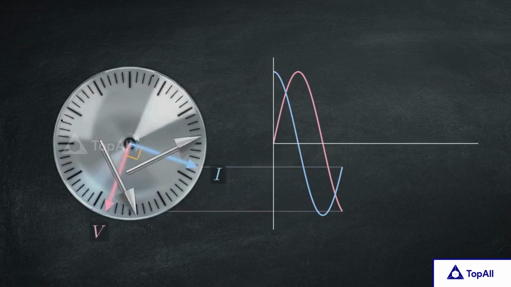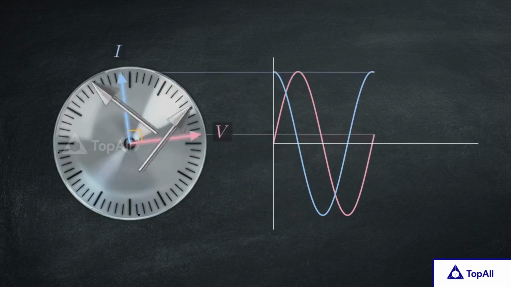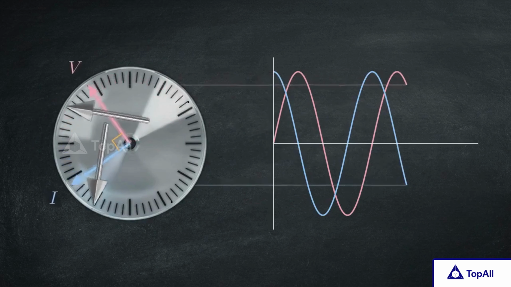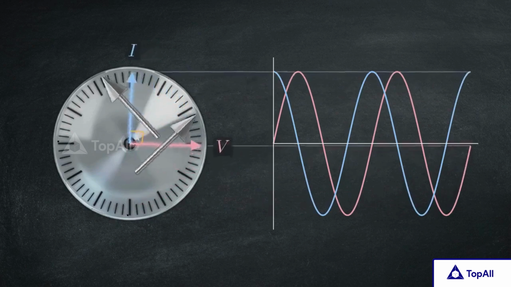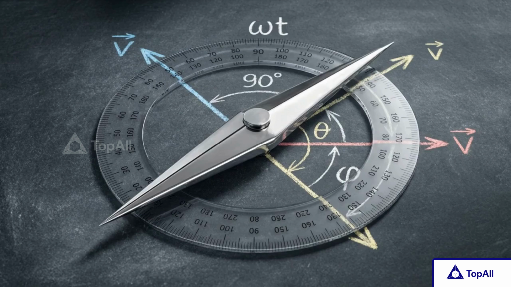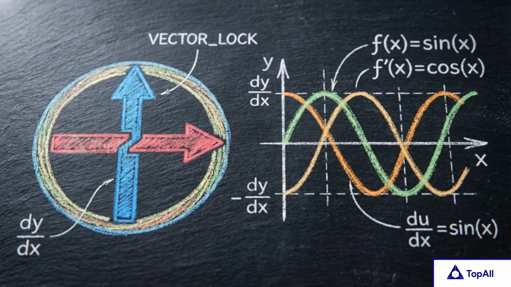If we track the height of these rotating arrows and stretch them out along a horizontal axis over time, they draw the exact offset sine waves we just calculated. By treating time as a physical rotation, the phasor diagram acts as a spatial map. It takes the invisible timing difference between voltage and current, making it entirely visible and predictable.